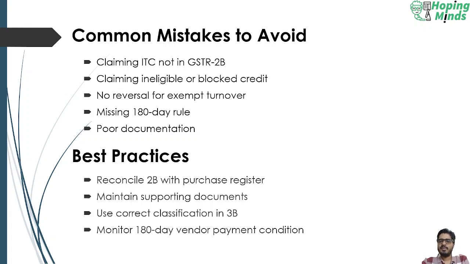So GSTR 2B must be matched with the purchase register and the books of accounts. Then maintain supporting documents. All the purchase invoices must be preserved properly. Then use correct classification in GSTR 3B. So eligible and ineligible inputs must be properly classified in GSTR 3B, and against only the eligible input tax credits, the credits can be availed. Then monitor 180-day vendor payment condition. So the books of accounts must keep the vendor's ledger updated and the 180-day rule must be properly adhered to.